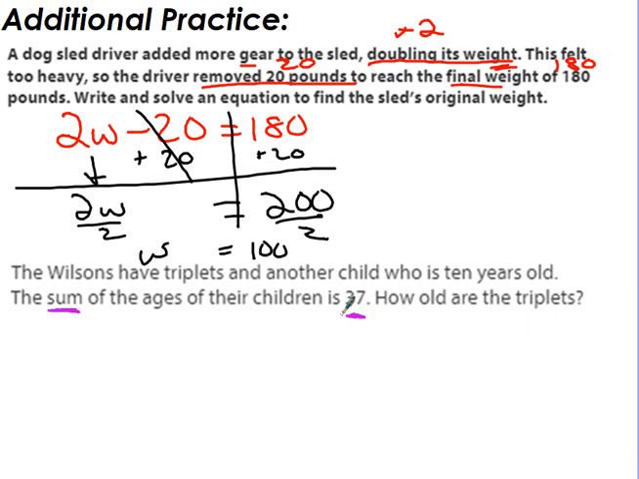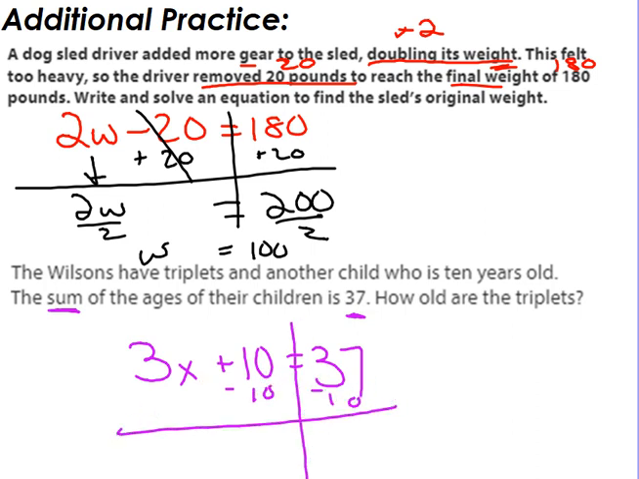So the Wilsons have triplets and another child who is 10 years old. The sum is 37. So I know if I take the triplets and however old they are, so let's use x for that. I know there's three of them. I multiply that by their age, and I add that with the 10-year-old. I'm going to have a total of 37 years. There's my equation. Now I can subtract 10 from both sides and start solving.